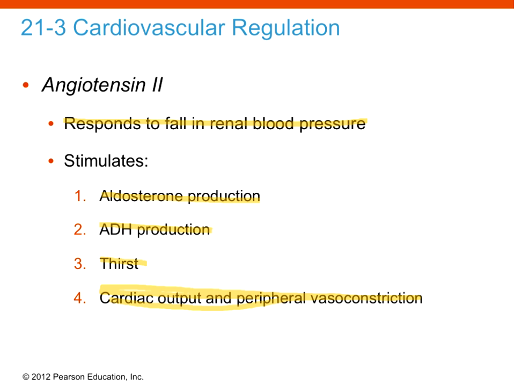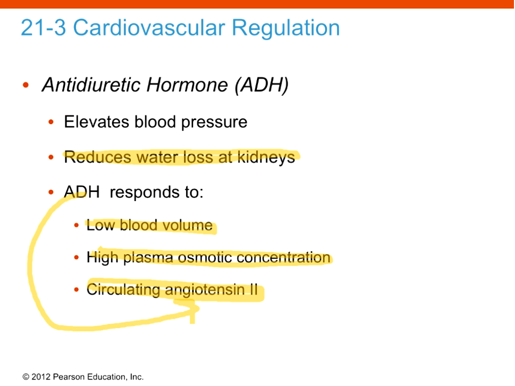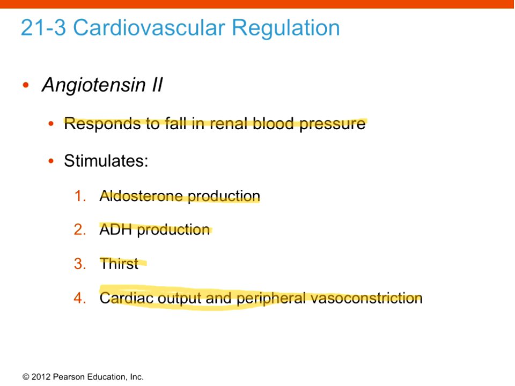Speaking of angiotensin II, this will be released if the renal blood pressure starts to fall. Renal blood pressure is the pressure in your kidneys. So when renal blood pressure starts to fall, let's go back here, that can stimulate the antidiuretic hormone to be released. When antidiuretic hormone is released, it's going to reduce water loss at the kidneys. When water loss is reduced at the kidneys, then it's going to be reabsorbed back into the circulatory system, increasing the volume of the blood. Increased volume of the blood increases the pressure of the blood, so increases blood pressure.